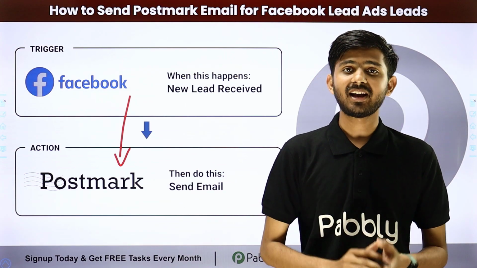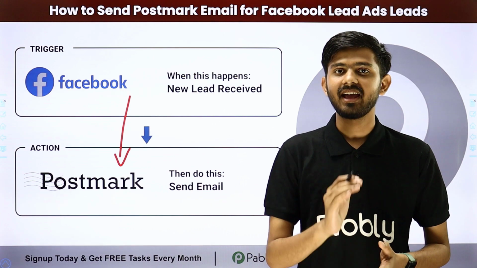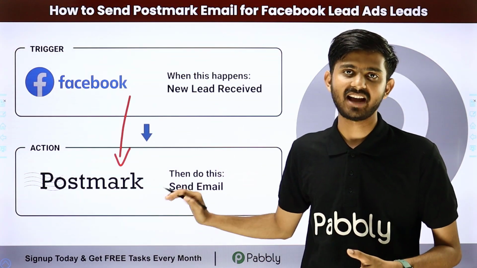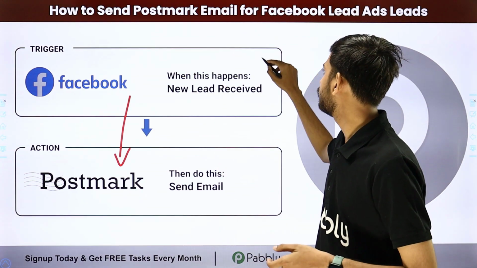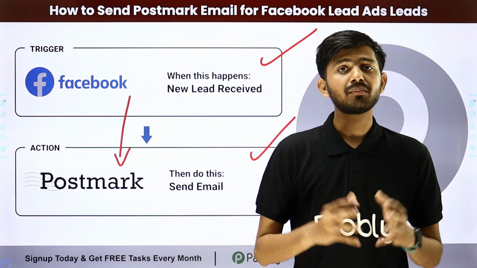For building this connection, I'm going to use Pabbly Connect, which is an amazing software for automation and integration. In Pabbly Connect, I'm going to use trigger and action. In the trigger application, I'm going to use Facebook lead ads. In the action application, I'm going to use Postmark. So how am I going to build this connection?